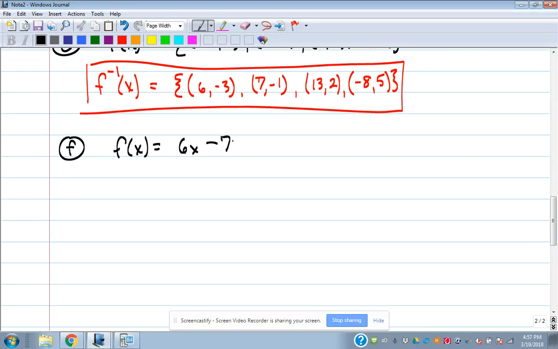We know that that's an odd function. It's a straight line. Goes up and to the right with the slope of 6. It passes the vertical line test. It also passes the horizontal line test. We know it's a one-to-one function. Let's find the inverse of that function.